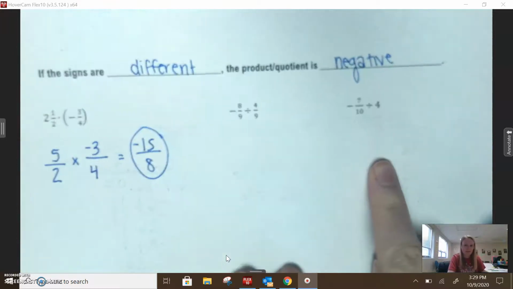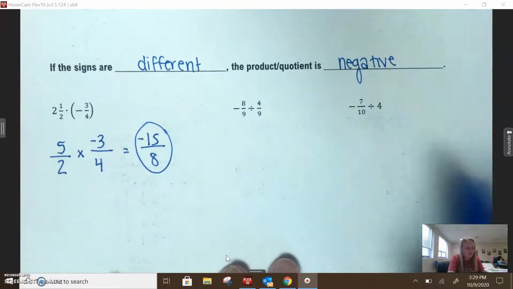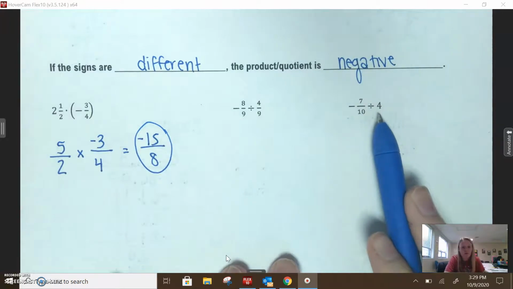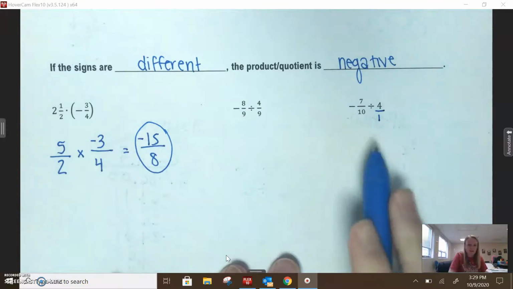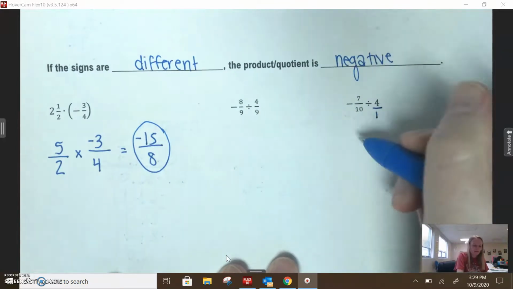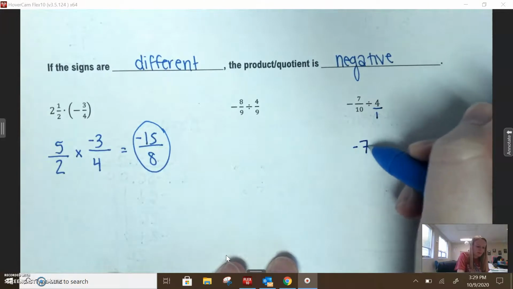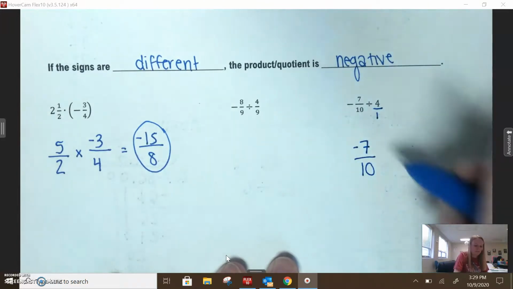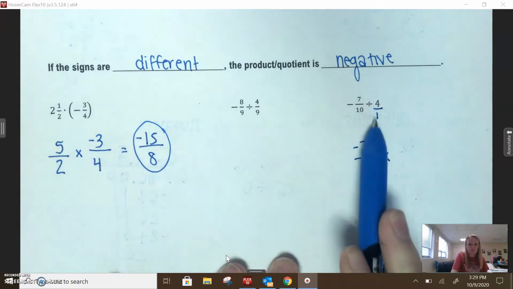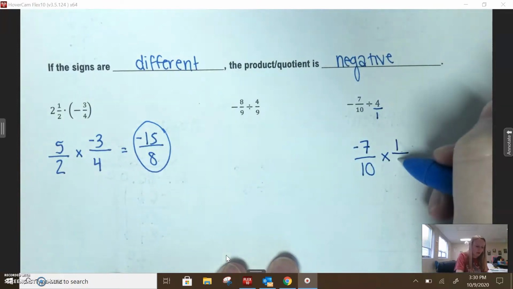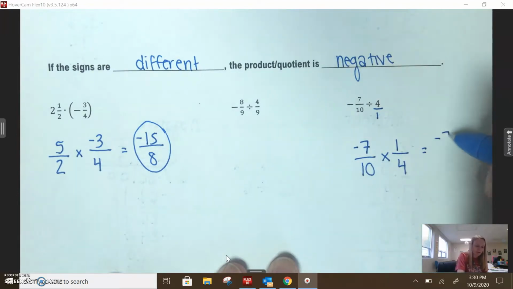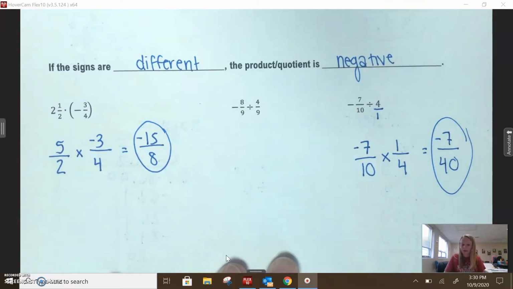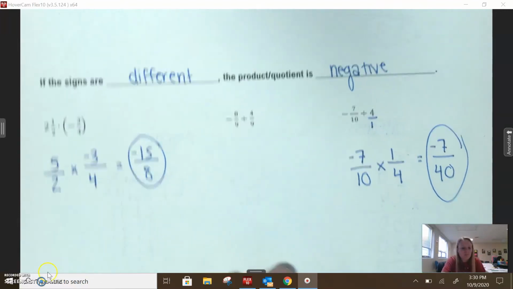Let's do this one over here because I know this one stumped some of my kids at school. If you have a whole number, the denominator under it will always be 1. So this is a division problem, so I am going to have to do keep, change, flip. So keep the negative 7 over 10. Change the multiplication. Now if this was a 4 over 1, I'm flipping it to 1 over 4. Which means that this will be negative 7 times 1, which is negative 7 over positive 40. And that can't be simplified either.